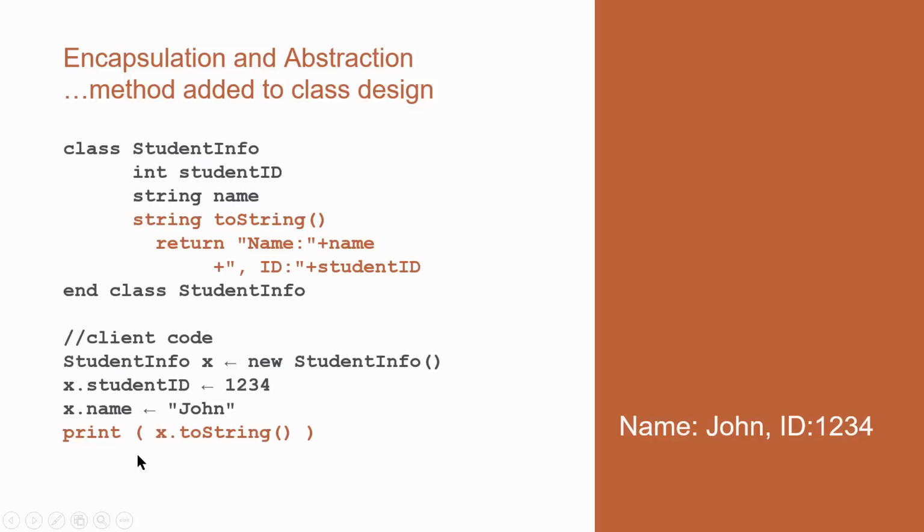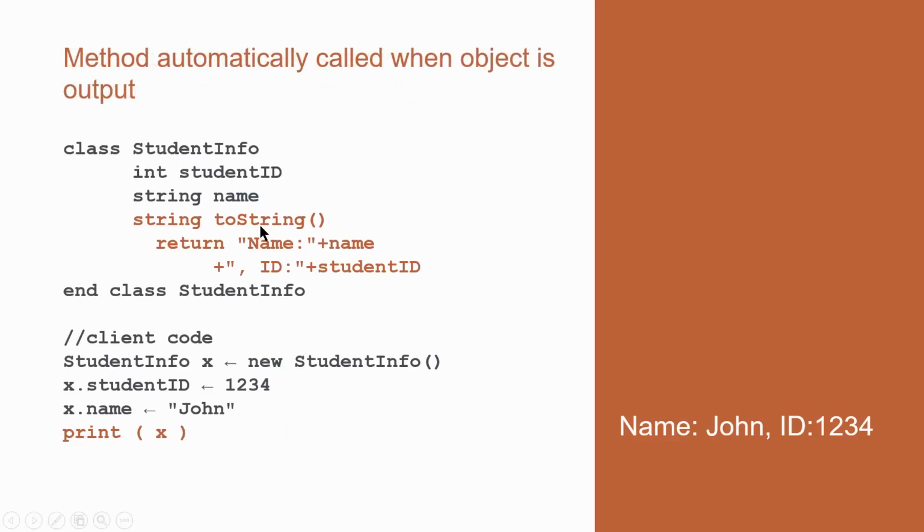So now instead of having 2 print statements, we just have 1. And we call that method because it's a member of the class now. Even better, you can just simply say print x, and it automatically knows to call the toString method with the same result. This would be an example of further encapsulating and providing abstraction with the class definition.